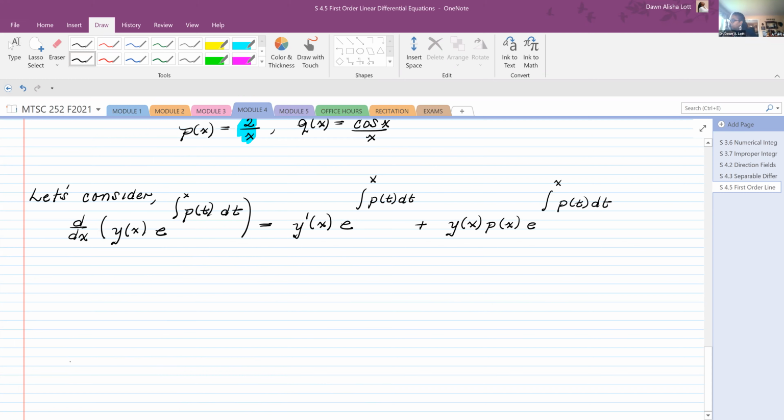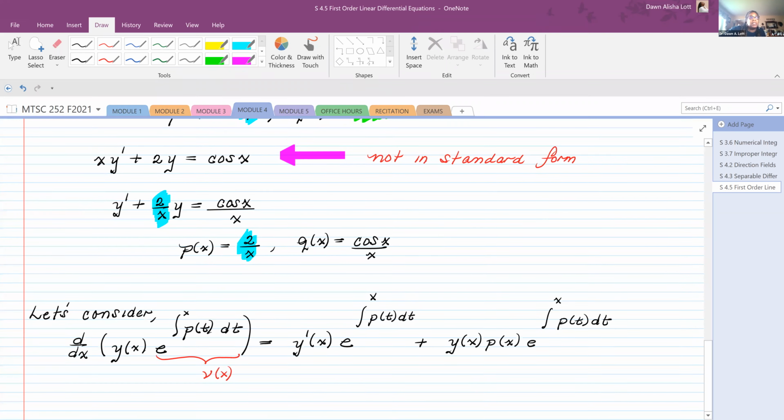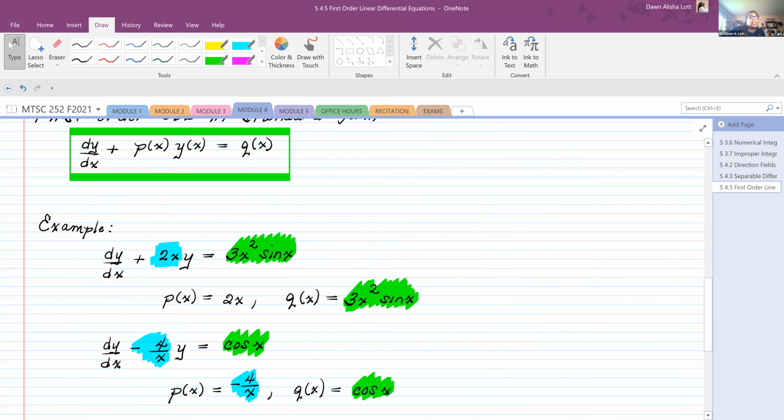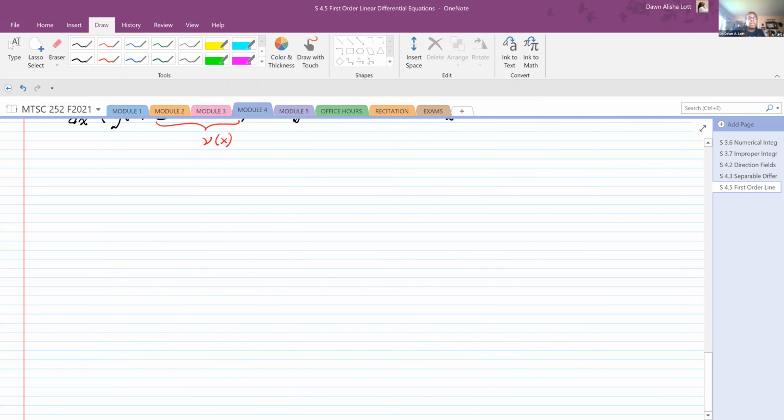All right, so if I take the derivative of y times this thing, which I'm calling nu of x, I just get y prime times nu plus y times nu prime. Okay, that's what I get. Now what I want to do is go back to my differential equation in standard form.